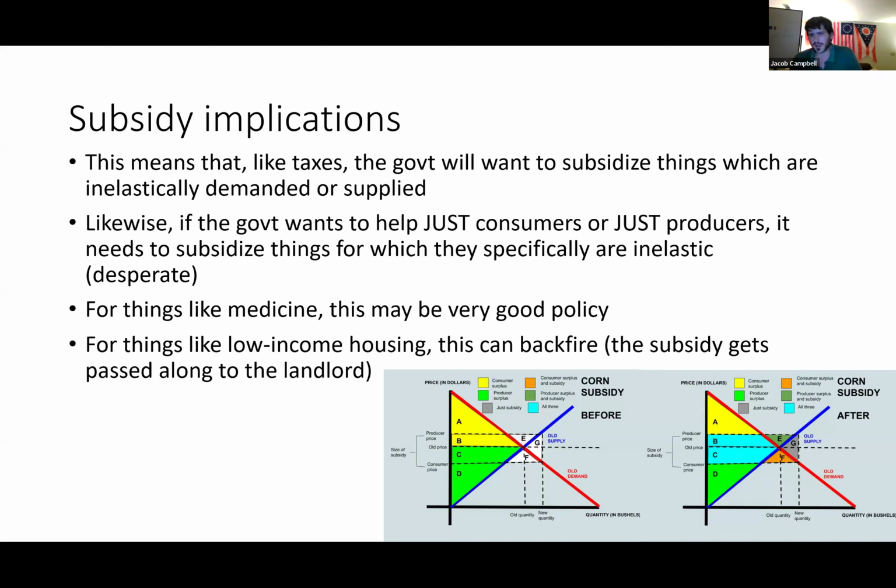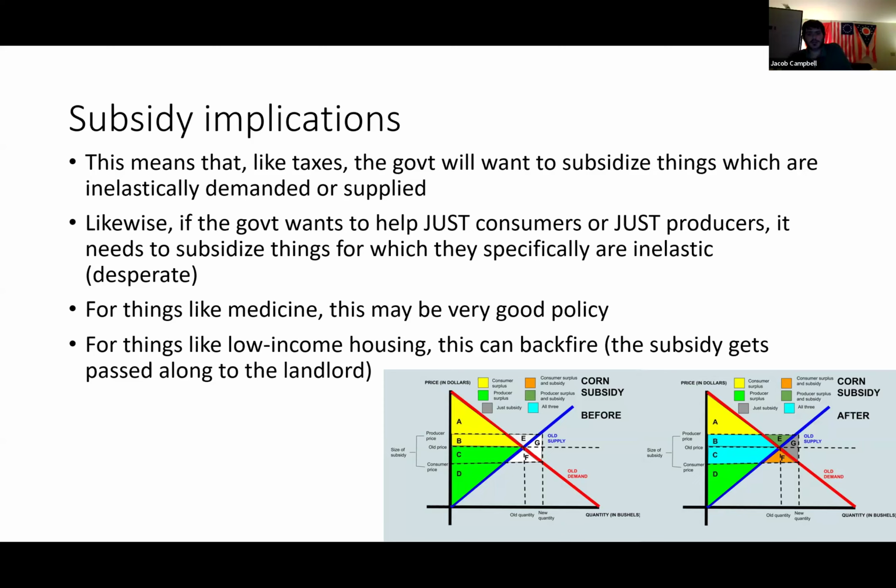So yeah, if the government is looking to help certain kinds of people, it needs to be aware of this. So you want to find things like, for example, if you're trying to help consumers, you're going to want things that are relatively inelastically demanded. So earlier I showed you how with a tax, that would backfire horribly if you tried to tax a pharmaceutical company. But if you were going to subsidize them, you would expect most of the subsidy to get passed along to the consumer. So subsidies on things like medicine can be a very good idea.